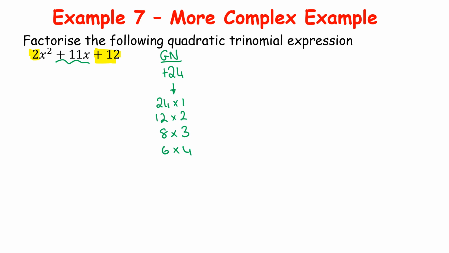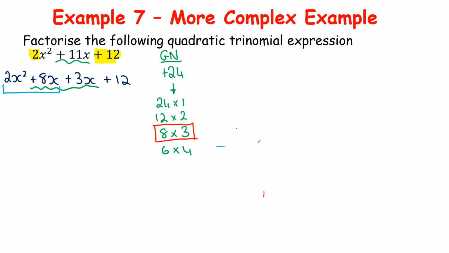So which one adds to give me 11? And the answer is 8 plus 3. So we get 2x squared plus 8x plus 3x plus 12. Just double check: 8x plus 3x, does that equal 11x? And it does. So we get 2x squared plus 8x in one group and 3x plus 12 in the other.